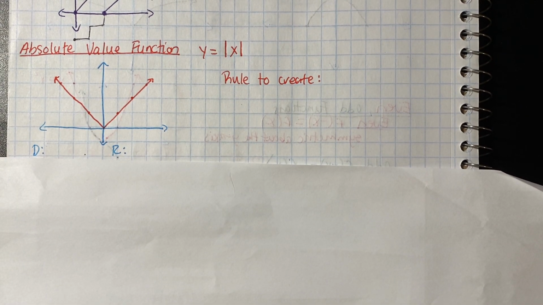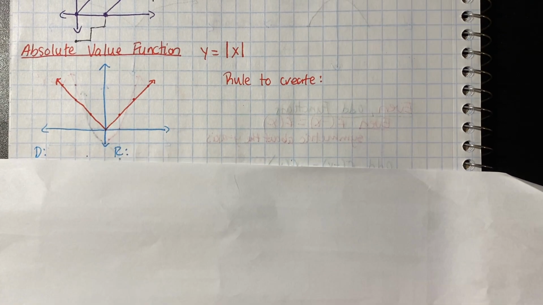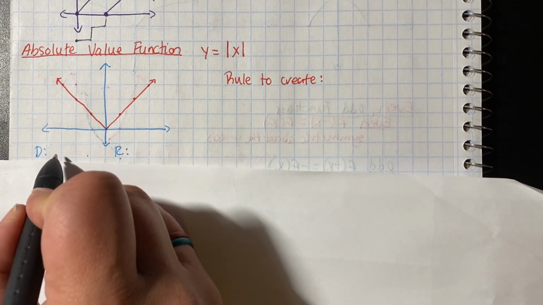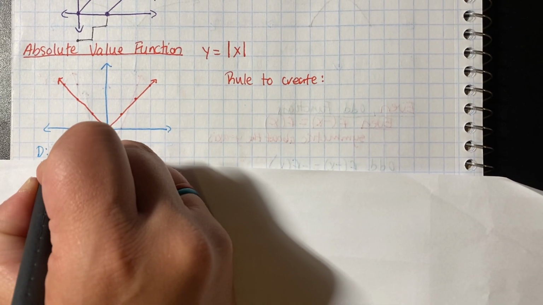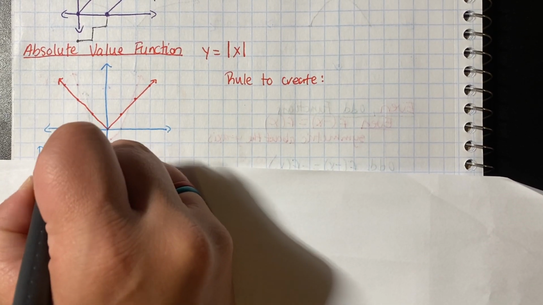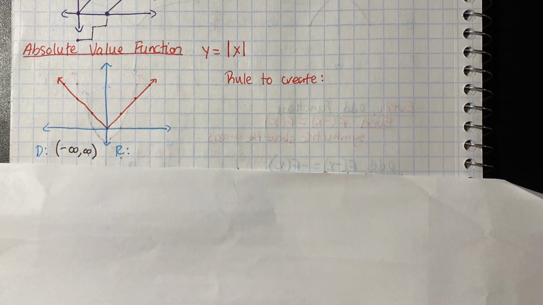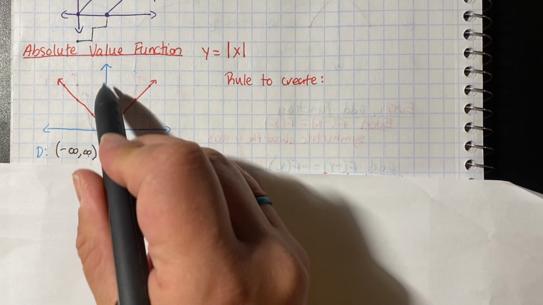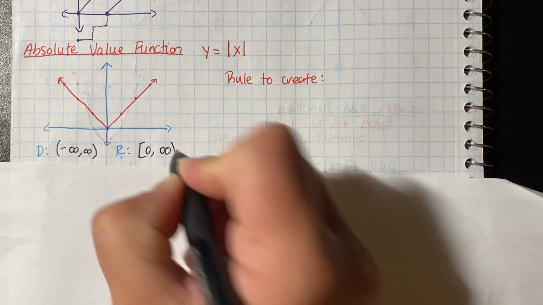All right, so what we're going to do is, let's start over here. Let's find our domain and our range of our absolute value function. So our domain is our x's, and it looks like we cover all of our x's. So we're going to go negative infinity to positive infinity. Our range starts at 0, goes up. So we include 0.